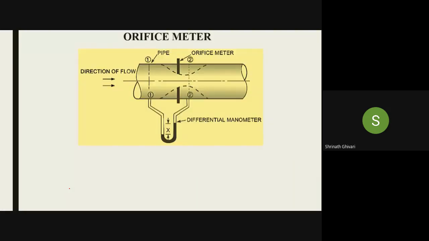So this is an orifice meter. The fluid is flowing in this direction. This is a pipe where I have placed a circular plate which has an orifice. This is the orifice part.